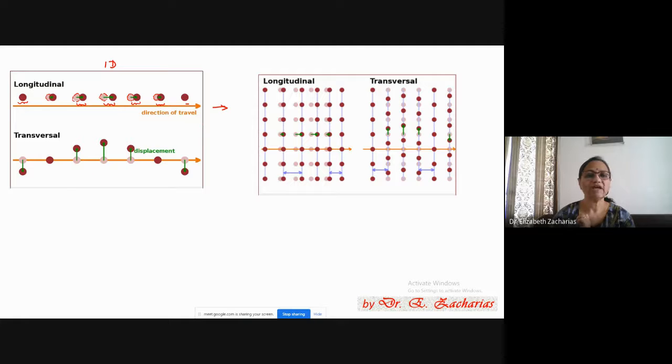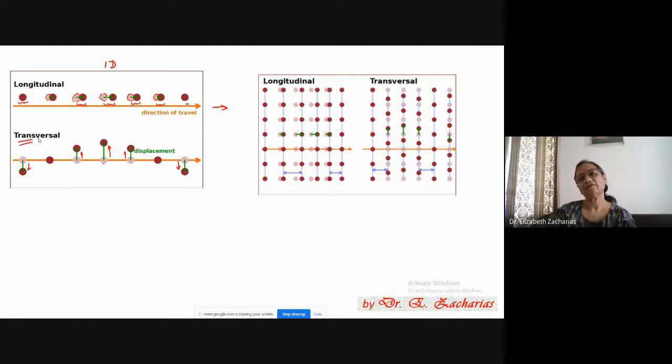Okay. Now transverse. What is transverse? In transverse, you see here, that orange line, on the orange line they should all be sitting. That is equilibrium. But then you're seeing that the displacements are away and perpendicular. Some of them are moving along the positive, some are moving along the negative, but perpendicular from the equilibrium. So this is transverse.